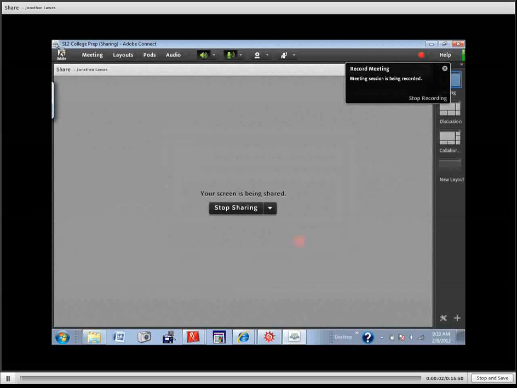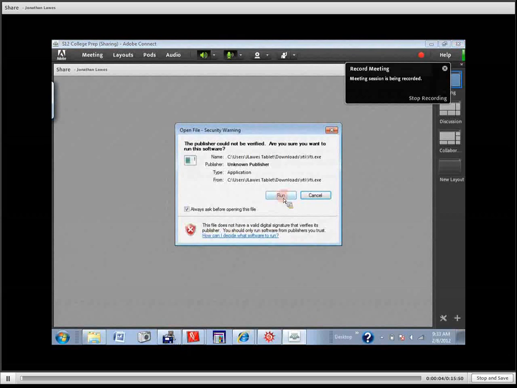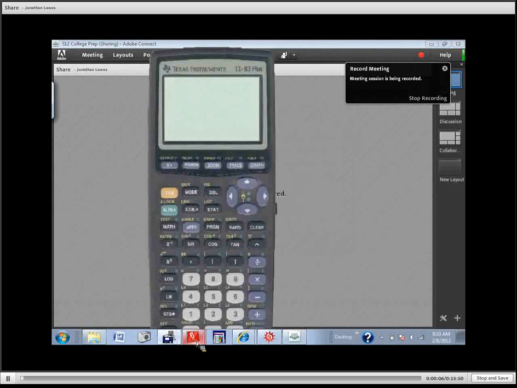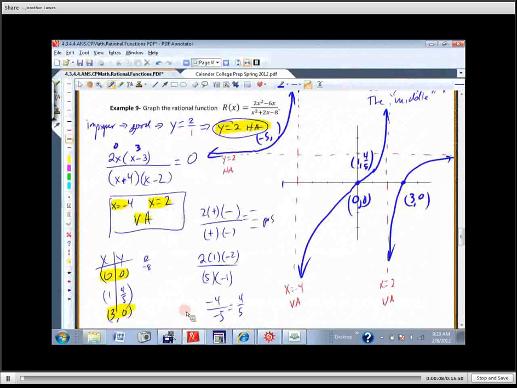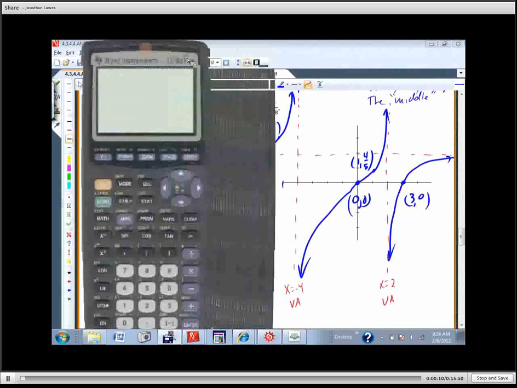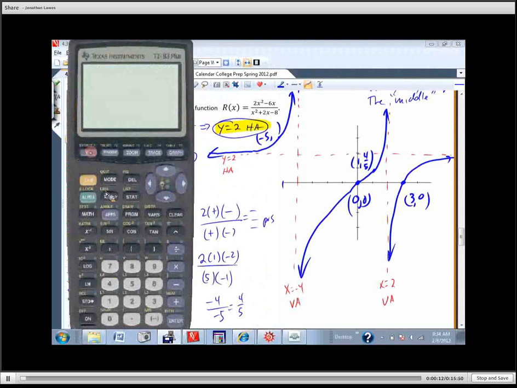Okay, so we had to skip a little bit of that. Let me take a look at this function here. So we've got that graphed. We're going to check our answer. One thing you'd want to be careful is you want to plug it in correctly.